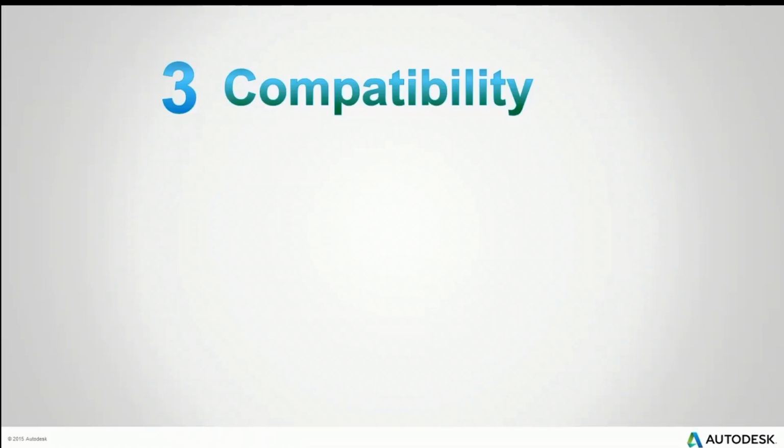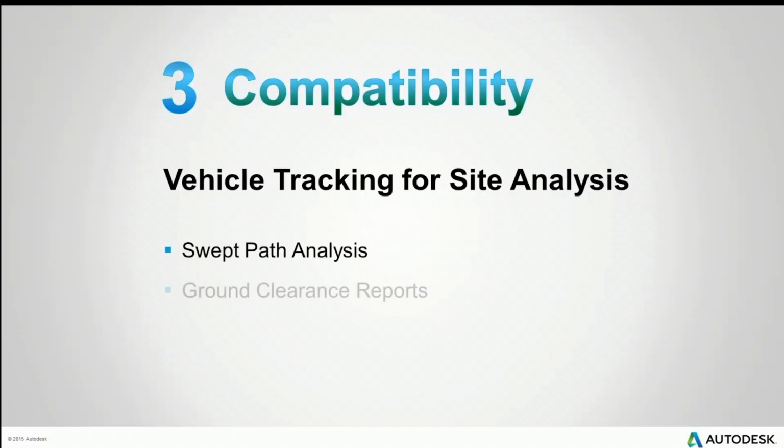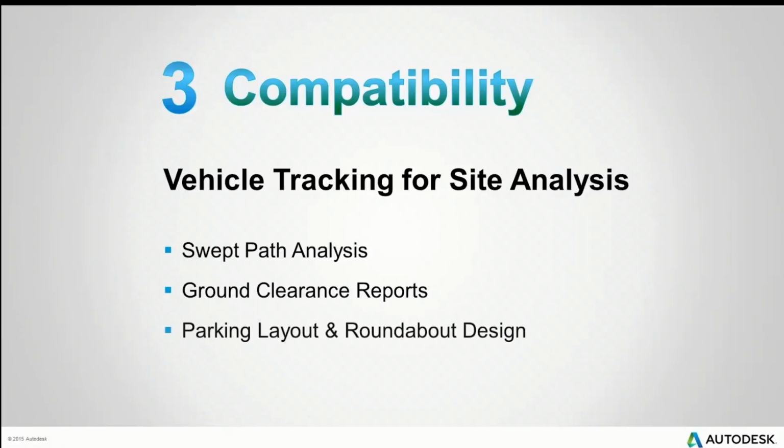Coming in at number 3 on the list is compatibility. Most Autodesk products are compatible with each other. Civil 3D interfaces with Revit, interfaces with InfraWorks, and a whole host of other products, mainly vehicle tracking for site analysis. This allows you to do sweep path analysis, ground clearance reports, parking layout, as well as roundabout design. And vehicle tracking understands Civil 3D corridors and surfaces, so you can do these with just a few clicks.